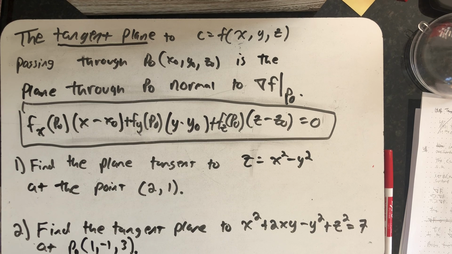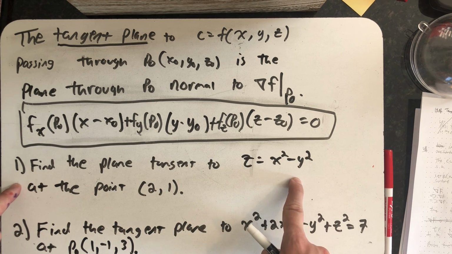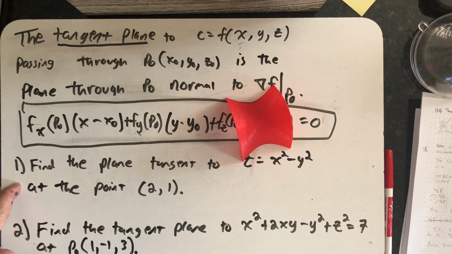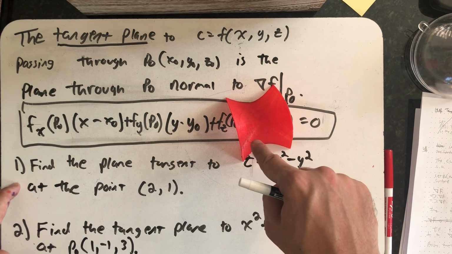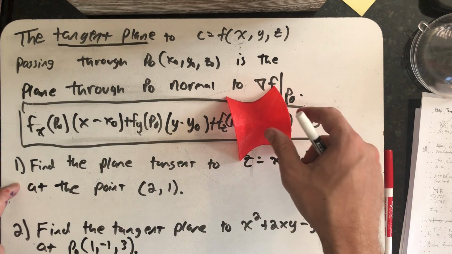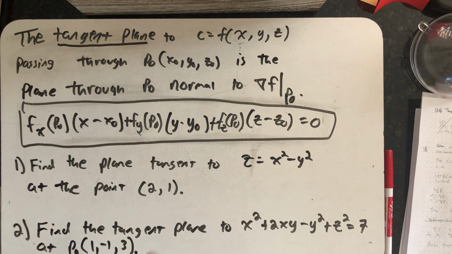So in this video, what I'd like to do is find the plane tangent to z equals x squared minus y squared, our hyperbolic paraboloid, at the point 2, 1, which would be about right there in the first octant. And then I'd like to find the tangent plane to x squared plus 2xy minus y squared plus z squared equals 7 at the point P naught equals 1, minus 1, 3.